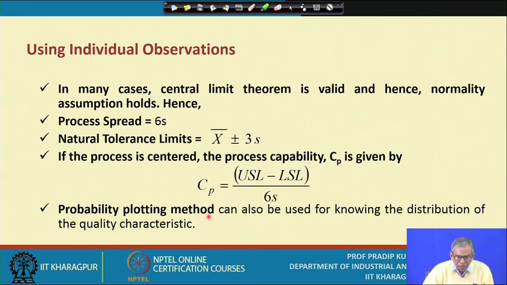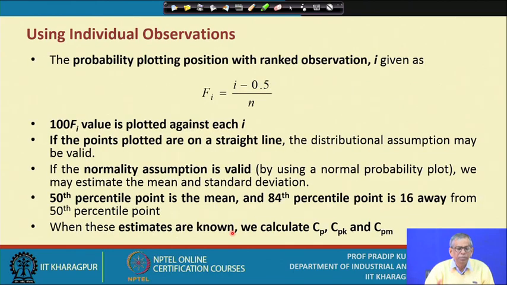The probability plotting method can also be used for knowing the distribution of the quality characteristic. So this is another method. Many a time if you want to test for normality, why don't we use a normal probability plot? The probability plotting method is also widely used.